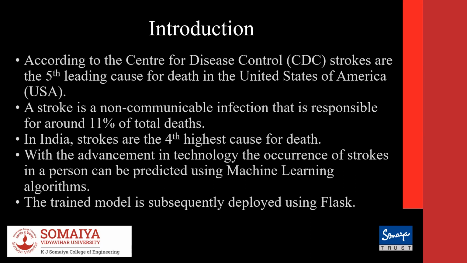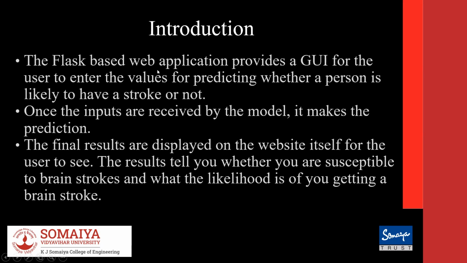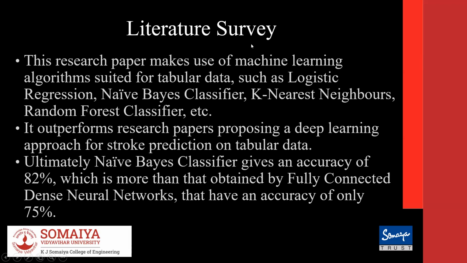The trained model is subsequently deployed using Flask. The Flask-based web application provides a GUI, or a graphical user interface, for the user to enter the values for predicting whether a person is likely to have a stroke or not. Now, once the inputs are received by the model, it makes the prediction. The final results are displayed on the website itself for the user to see. The results tell you whether you are susceptible to brain strokes and what the likelihood is of you getting a brain stroke.